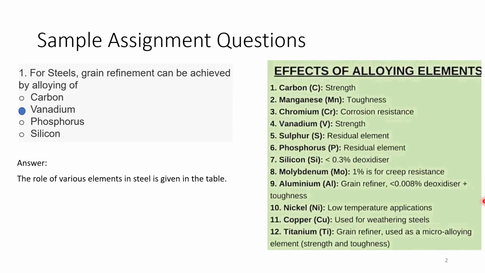The first question was: for steels, grain refinement can be achieved by alloying of which element? Your options were carbon, vanadium, phosphorus and silicon. The answer will be vanadium, because out of those, carbon provides strength, phosphorus is an impurity and silicon acts as a deoxidizer, and vanadium is the only one which provides grain refinement. Aluminum can also provide grain refinement, but that's not an option here.